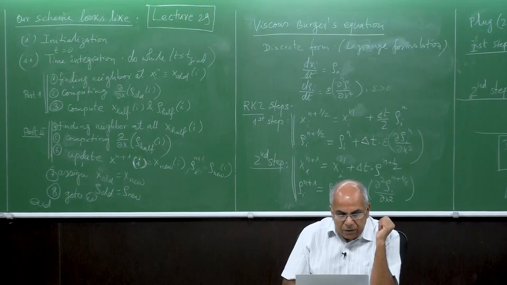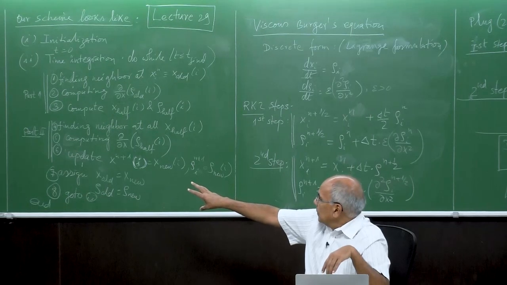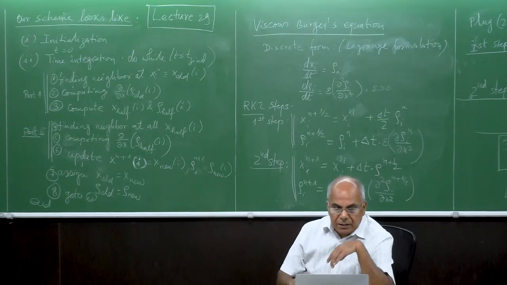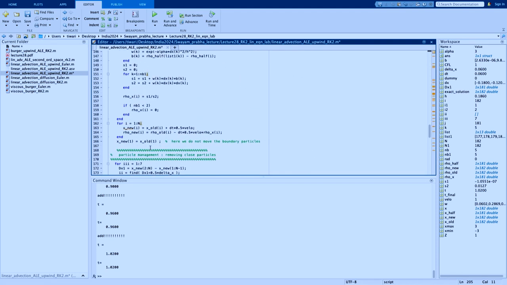And now, once I do all the computation, I assign the old value as the new value here, and then I increase my time t to t plus delta t, and we continue the loop until we reach t final. So now let us see the solution here.